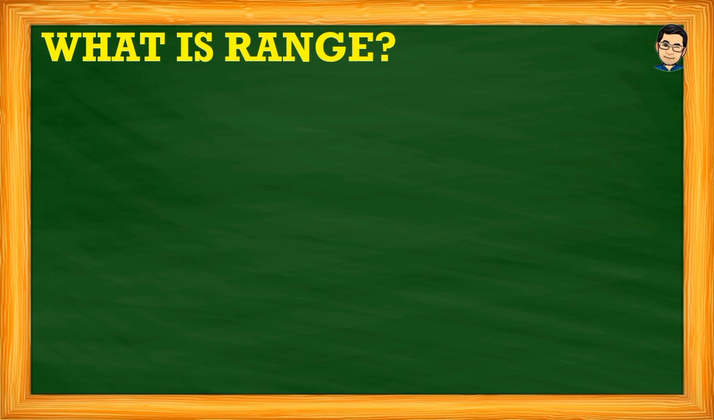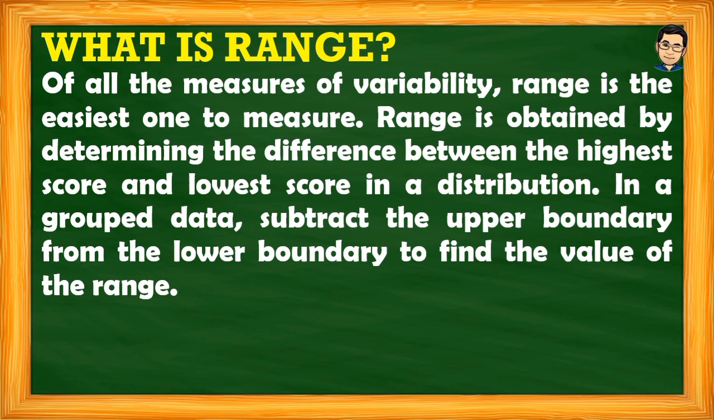To start our discussion, what is range? Madalas na po natin yung naririnig dun sa frequency distribution table, di ba, as well as doon sa measures of central tendency. What is range again? Of all the measures of variability, range is the easiest one to measure. Ito yung madali na i-calculate sa mga measures of variability. Why? Because range is obtained by determining the difference between the highest score and the lowest score in a distribution.